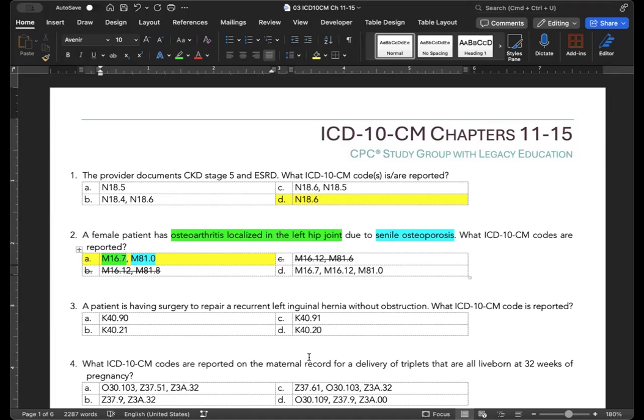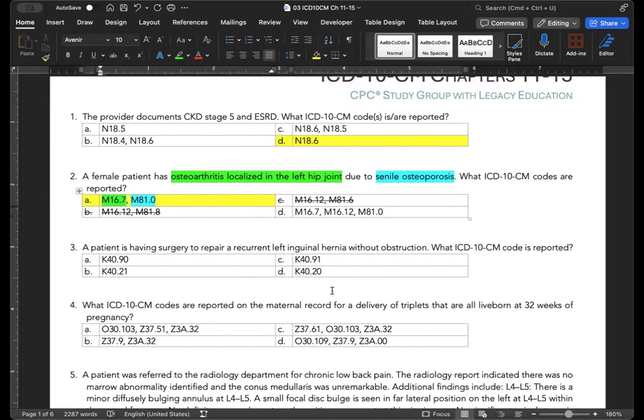Any questions? Sorry if I confused anybody on that one. Like I said, I got a little ahead of myself. So we would not use the M16.12 because it is not a primary osteoarthritis. It is a secondary osteoarthritis because it's due to the senile osteoporosis. Any questions on that one?